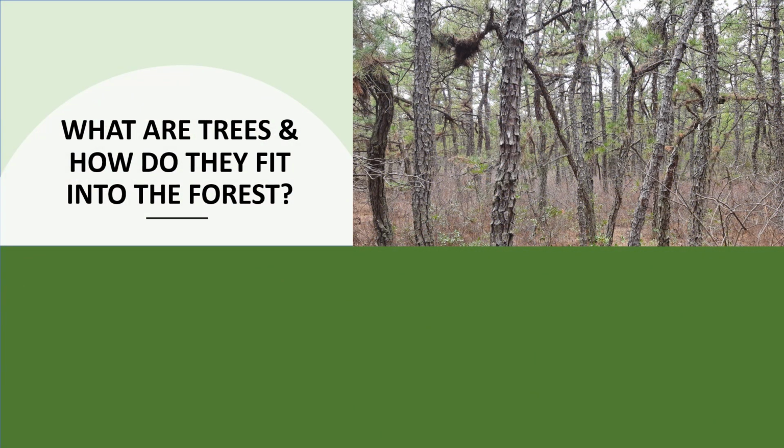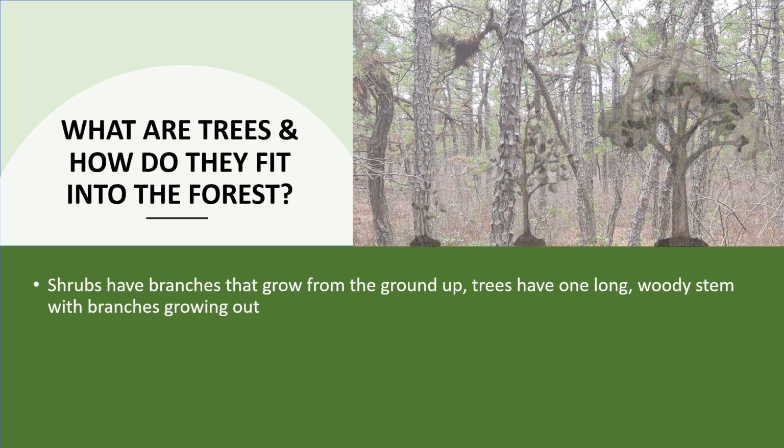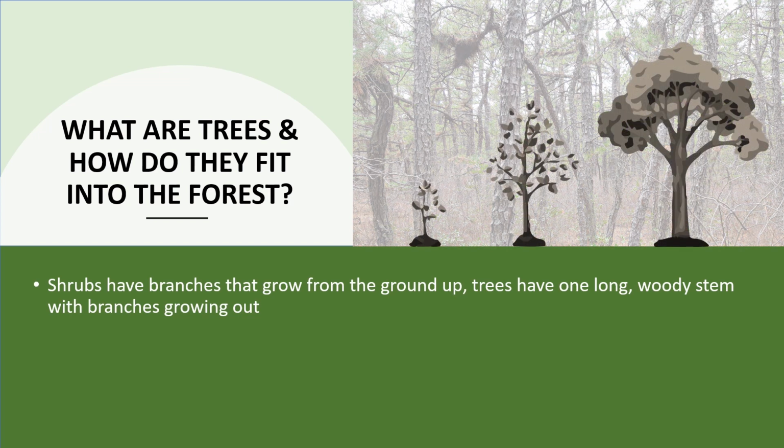So what are trees and how do they fit into the forest? Well, trees are like people. They can be short, tall, wide, thin, and each are very different from each other. Unlike shrub species, whose branches arise at the ground level, trees have a single elongated woody stem from which branches grow to form a crown. And like we mentioned previously, depending on their ages or size, we can classify them into different groups.